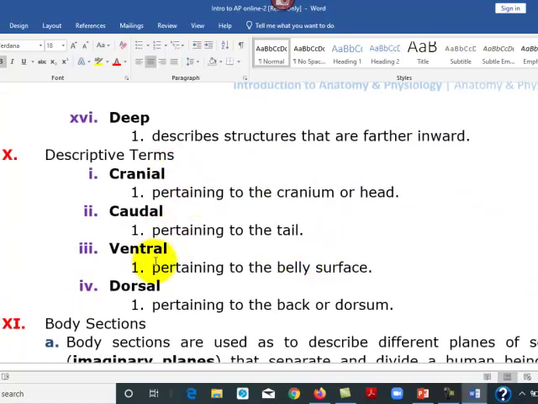And then these are just some last terms. Cranial pertains to head. Caudal is tail. Ventral, dorsal mean the same thing as anterior, posterior. Like we just did the ventral cavity, dorsal cavity a while ago. Dorsal's in the back, ventral's in the front.